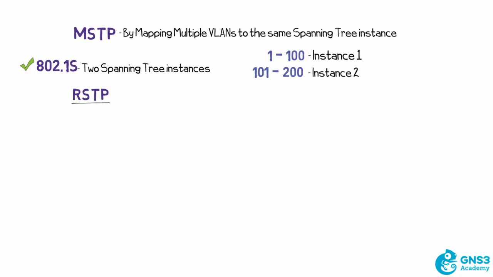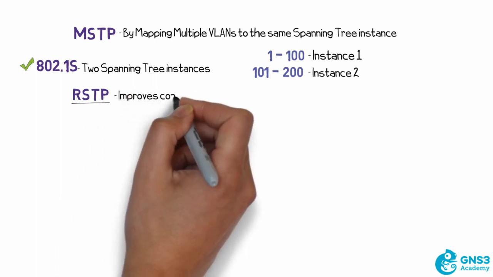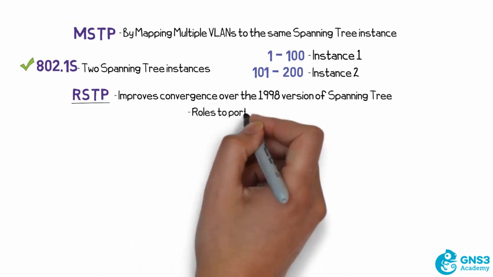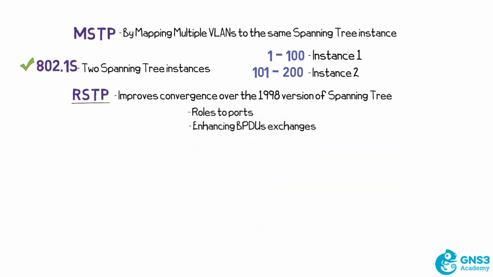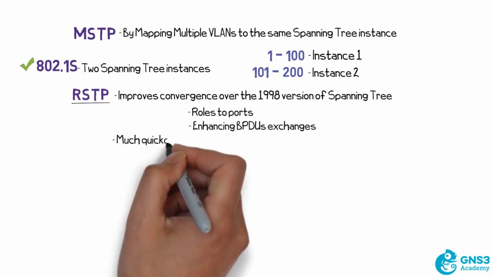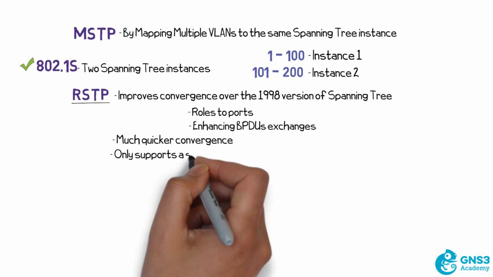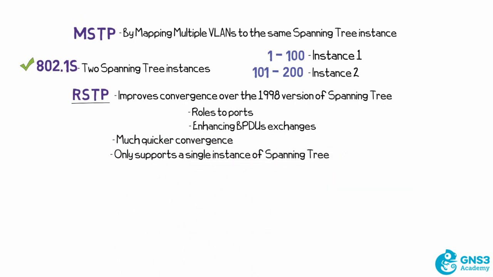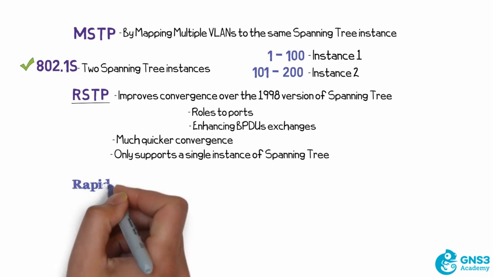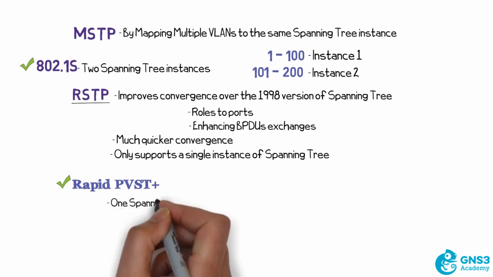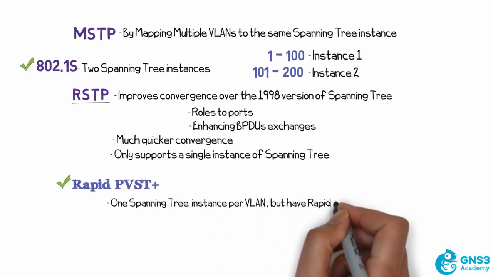Rapid spanning tree, or 802.1w, improves convergence over the 1998 version of spanning tree by adding roles to ports and enhancing BPDU exchanges. It provides for much quicker convergence when compared to traditional spanning tree. Rapid spanning tree, however, only supports a single instance of spanning tree. So all VLANs are mapped to that single instance, and this is why we have a rapid PVST Plus on Cisco switches. That allows us to have one spanning tree instance per VLAN, but have rapid convergence.